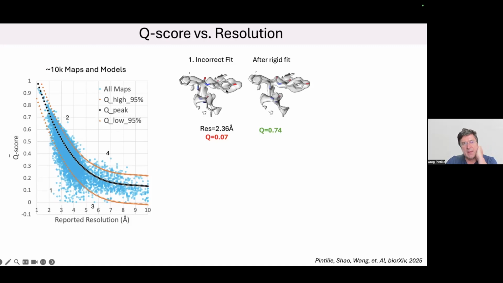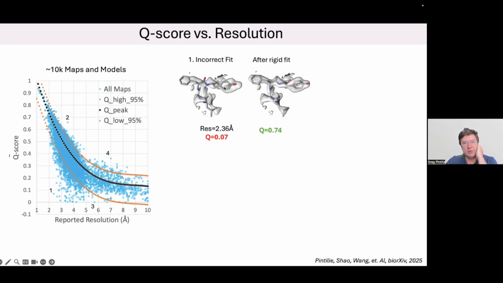So when we look at the map and model, we see that there's a lot of detail in the map, so that's not the problem. The problem was it just wasn't fitted. The model wasn't fitted very well. It was just slightly shifted. So the fit to map also affects the Q-score. So that's not fully separable really.